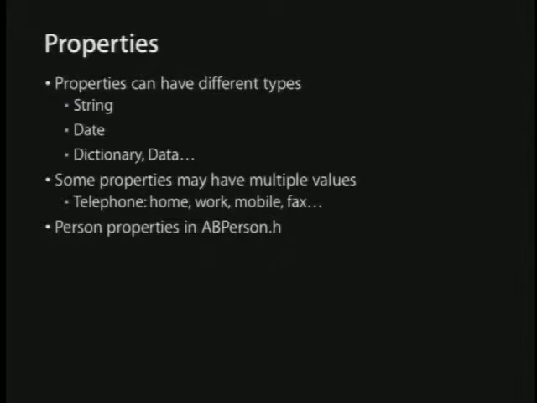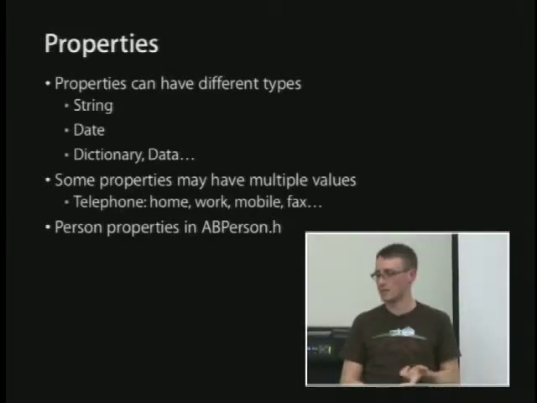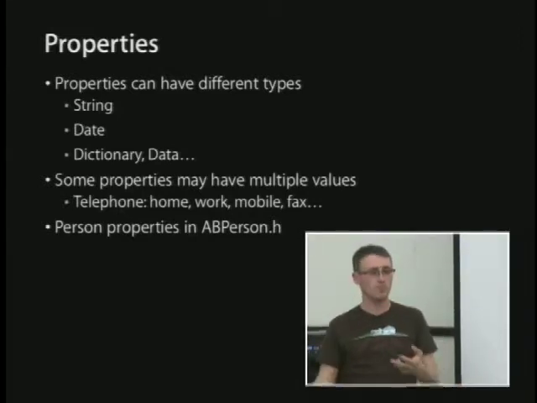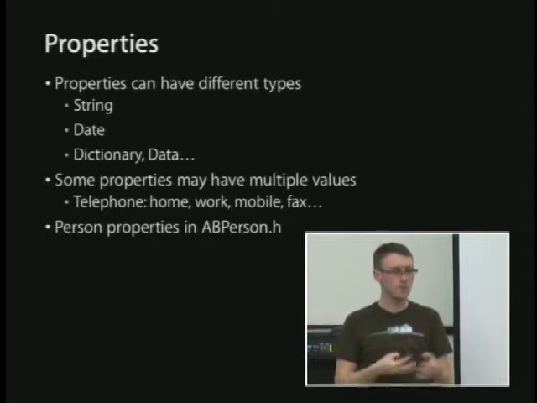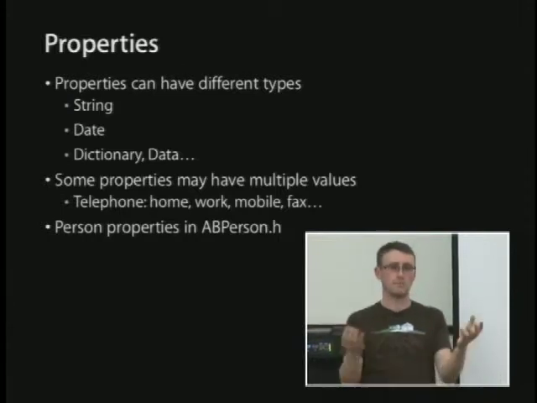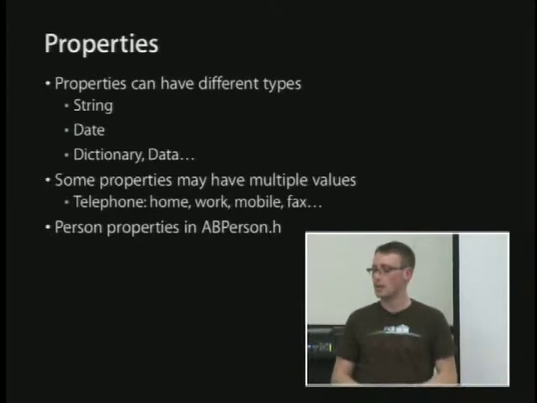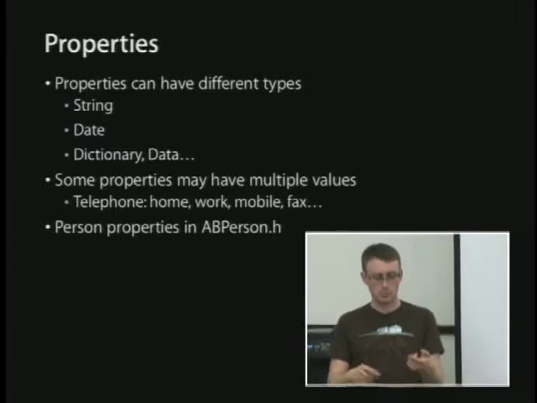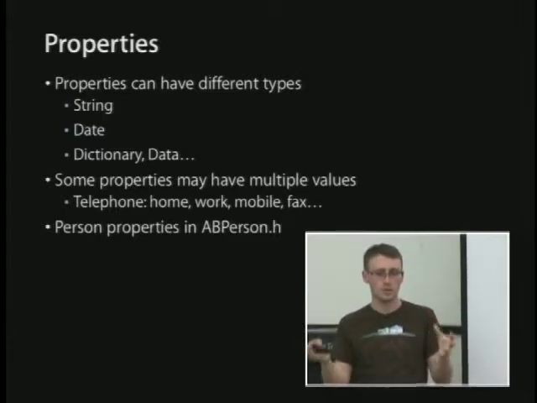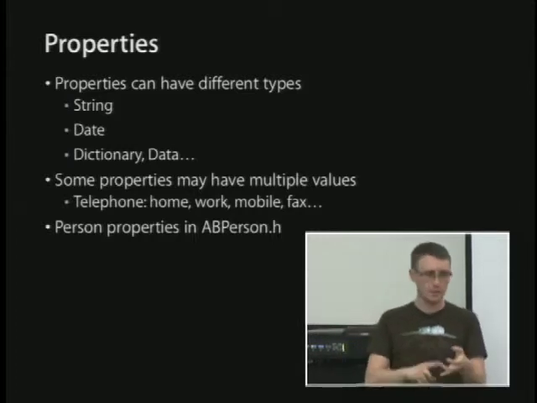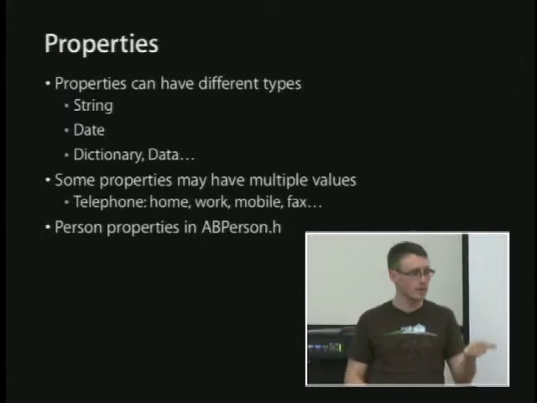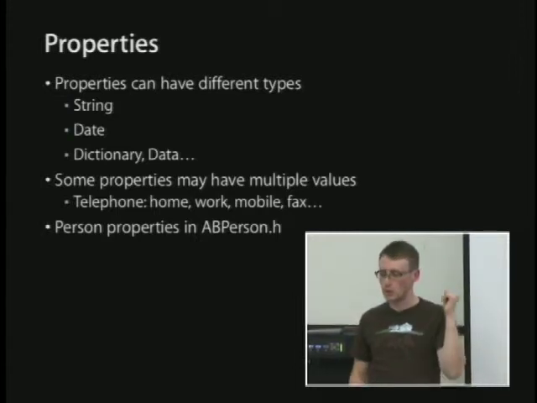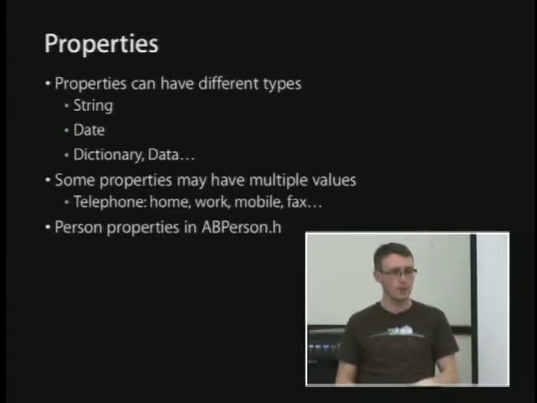There are strings for first name, last name, typically. For things like a birthday, you'll have a date. And then we have more complex data. For images, we have just an NSData or a CFData. And for street addresses, we have dictionaries that represent the different parts of a street address, meaning the street, the city, the zip code, etc. All those different things are defined in the ABPerson header. So you can look at the header for the entire list of all the properties that are supported.